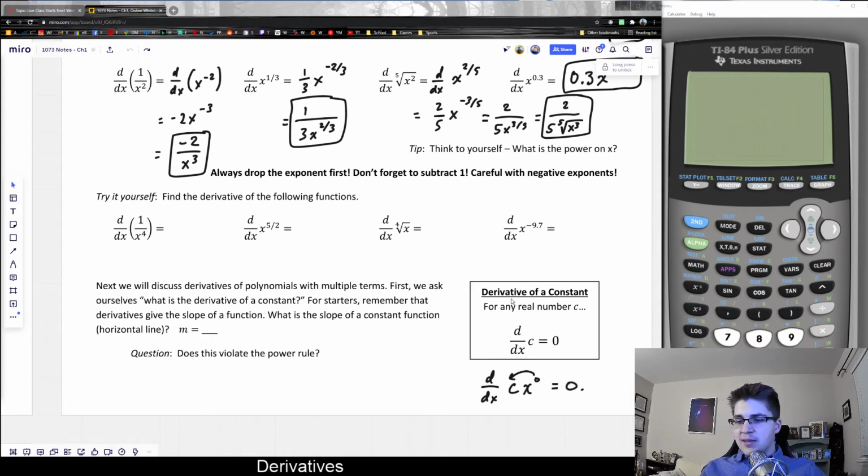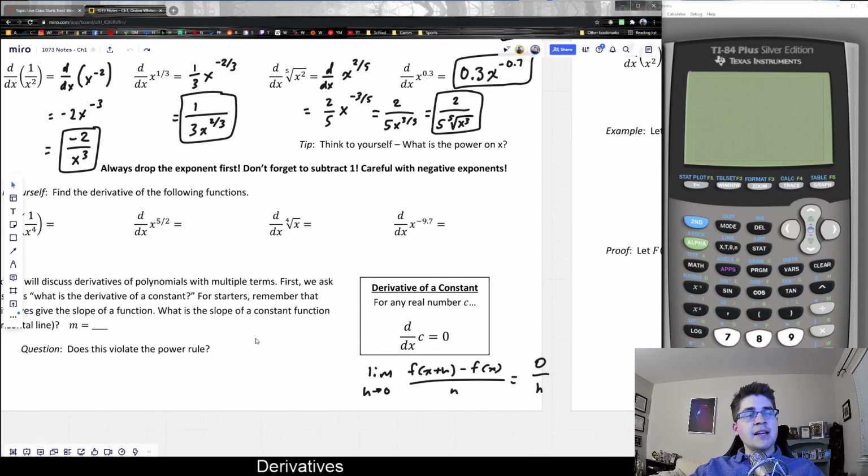We could always check with the difference quotient as well. Like if we want to know the limit as h approaches 0 of f of x plus h minus f of x over h, to see what that would be. Well, the function would just be c. So f of x plus h would be c, and we'd be left with c minus c over h, which would be 0 over h.